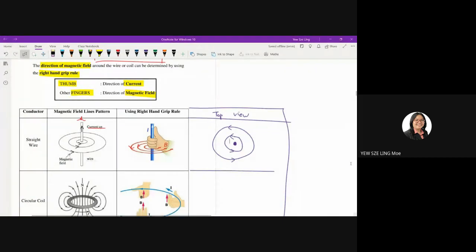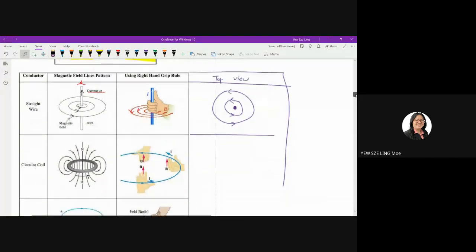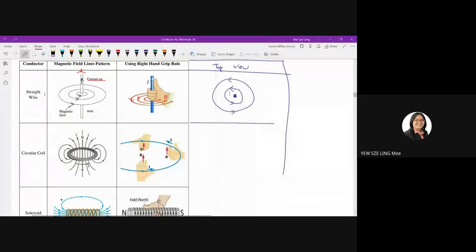So that is if you have a straight wire. The first example is a straight wire. The second example is a coil. Now you're holding a coil. Not necessarily a circular coil though. It could be a rectangular coil, it could be any other shape. It could be a triangular coil. It could be a square coil.